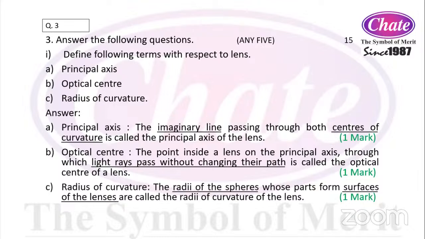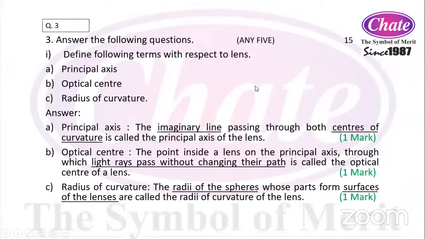And the next one is the radius of curvature. The radii of the spheres whose parts form the surfaces of the lenses are called the radii of curvature or radius of curvature of the lens. Okay, so here 1 mark for 1 definition. These are very straightforward questions.